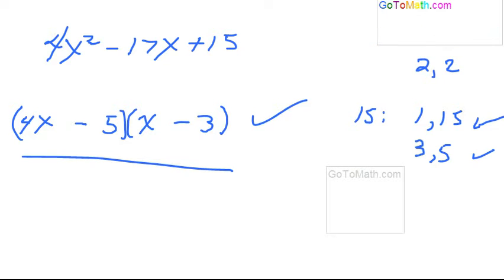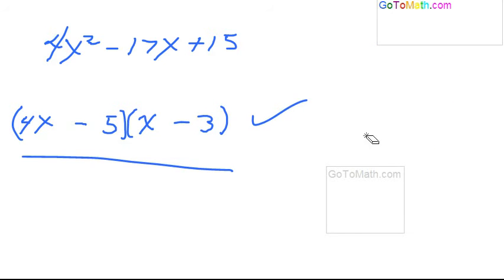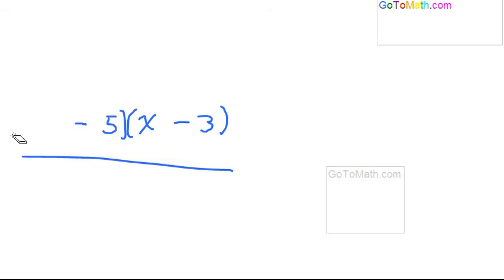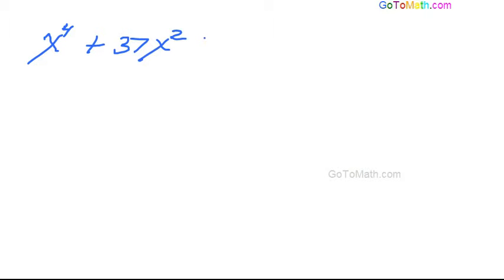And we need to erase the last problem. Okay. x to the 4th plus 37x squared plus 36. In this particular technique here, we're going to be using a substitution method.